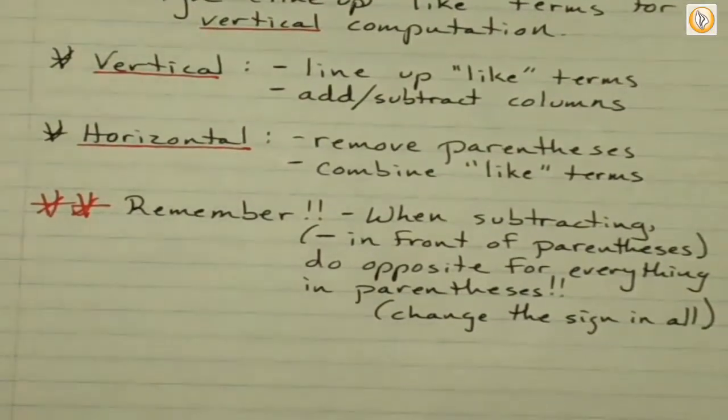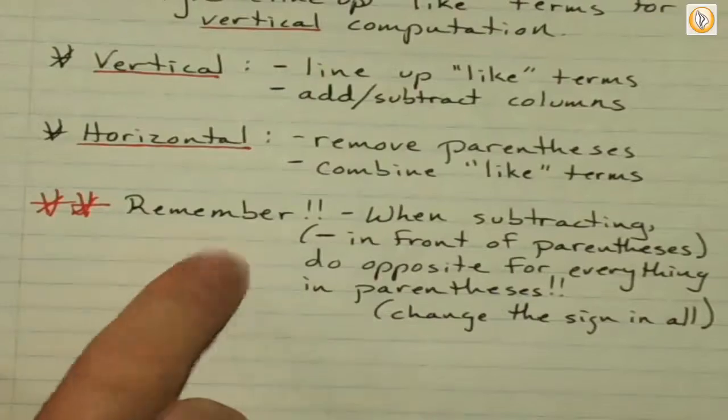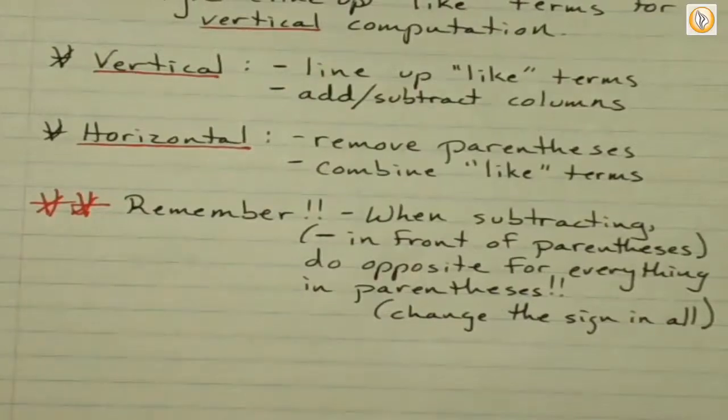So vertical computation, where you line up and you have columns, okay? Then you add and subtract, whatever. Horizontal, remove the parentheses and combine like terms. However, the reason why kids sometimes stay away from horizontal is because of this part right here. Just removing the parentheses doesn't work real well. You have to make sure you rewrite the whole thing again in case you've got a negative in front of the parentheses. You've got to make sure you change the sign, sorry.